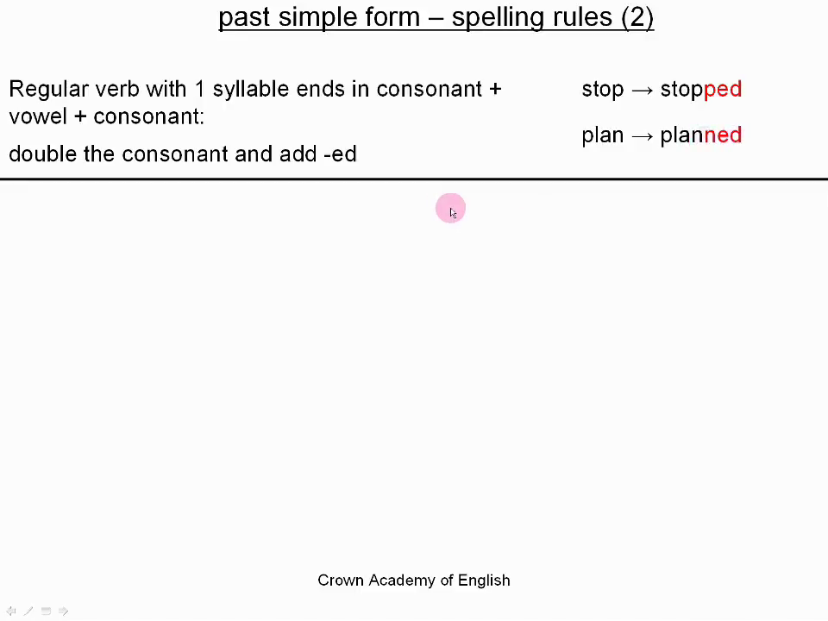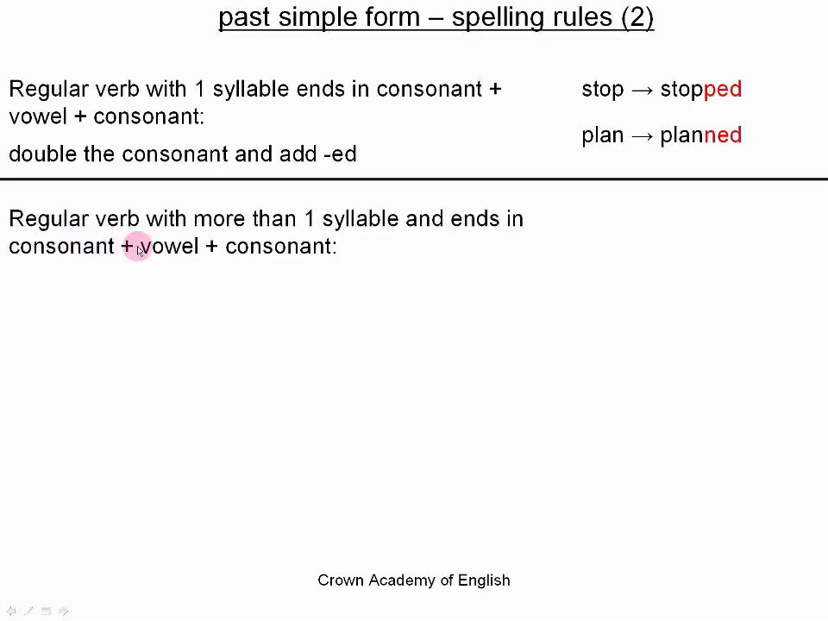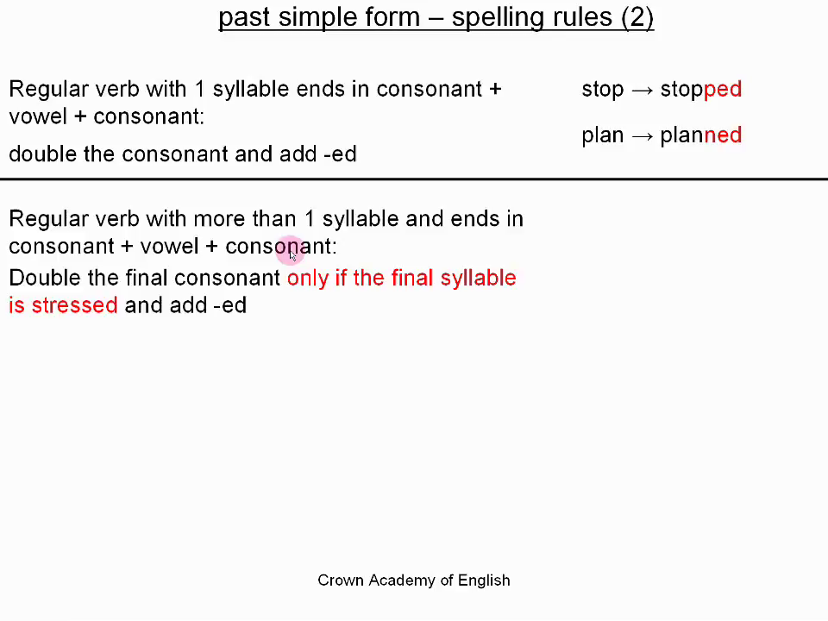If it is a regular verb with more than one syllable and which ends in a consonant, vowel and consonant, then we double the final consonant only if the final syllable is stressed, and then we add ed. So prefer becomes preferred, and regret becomes regretted.